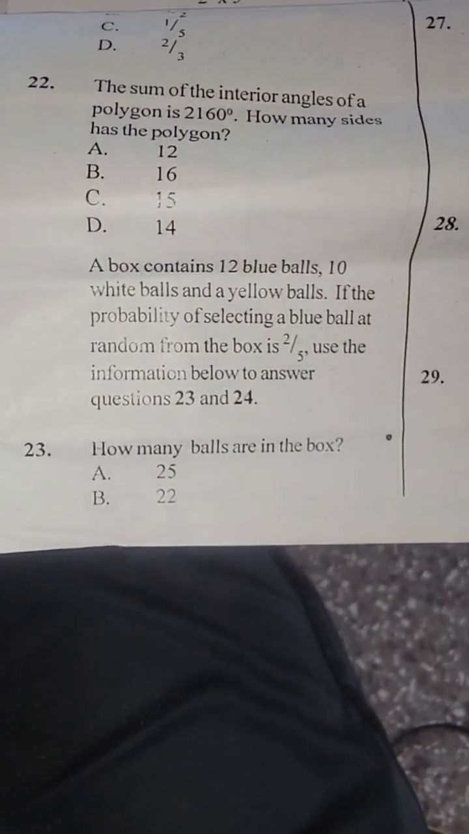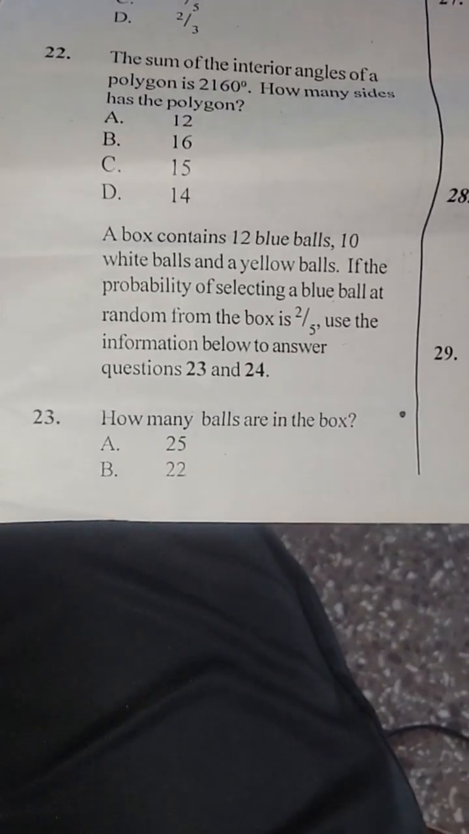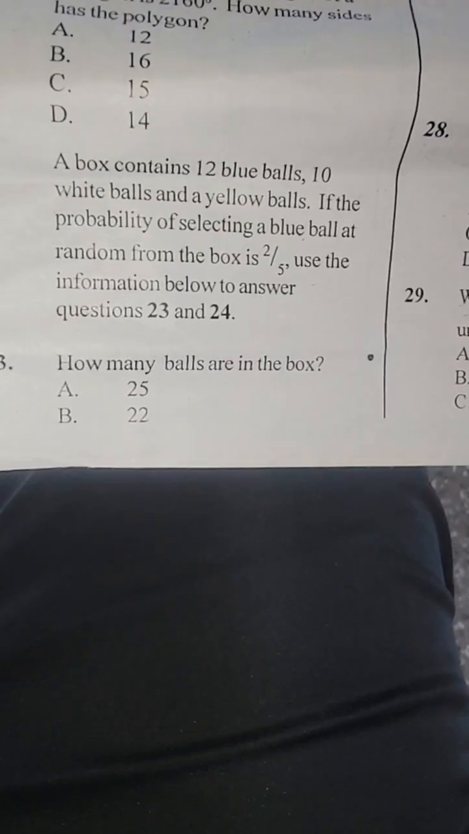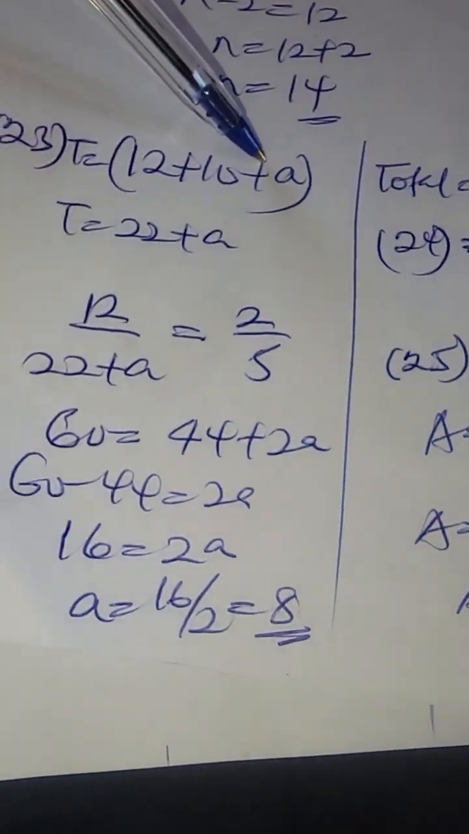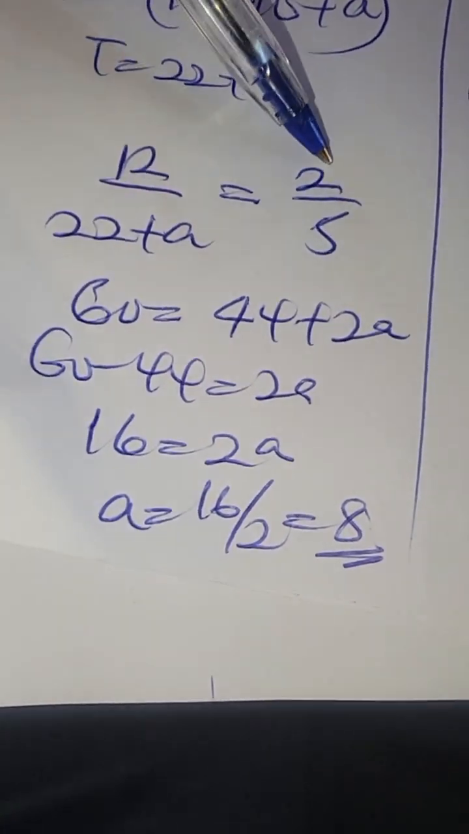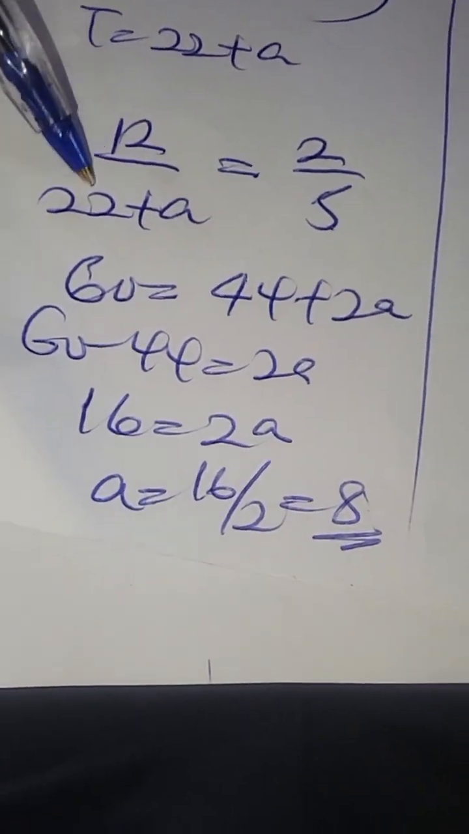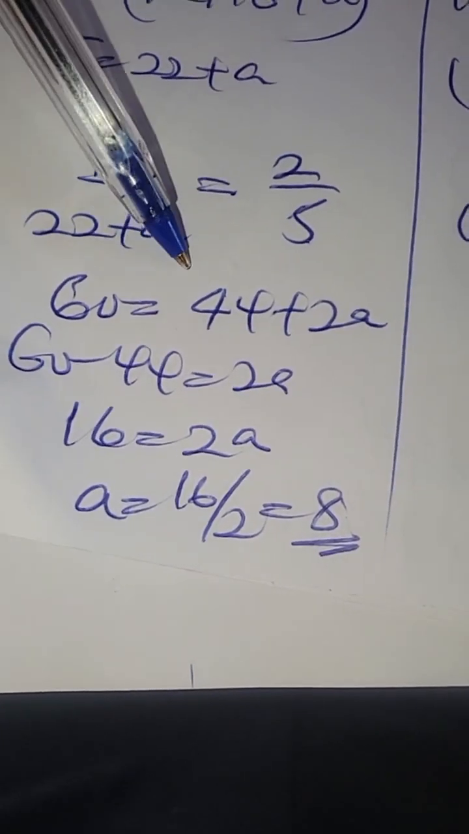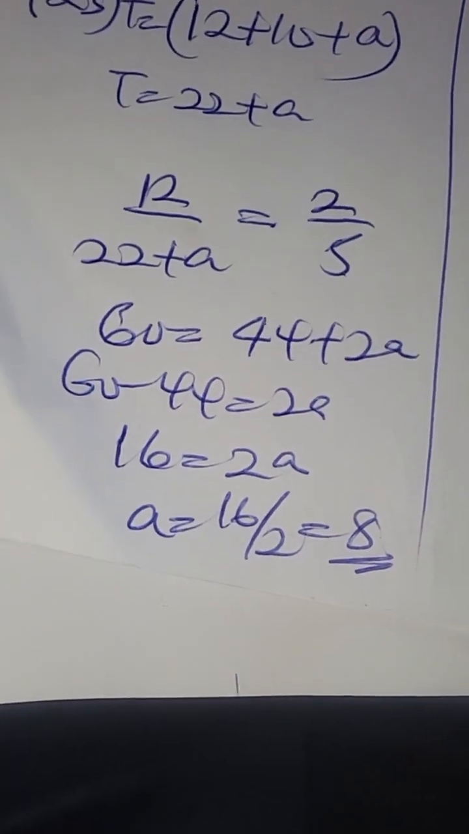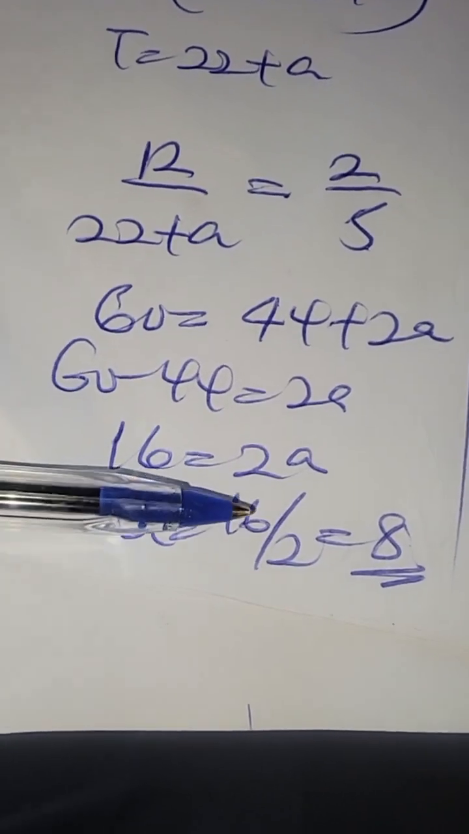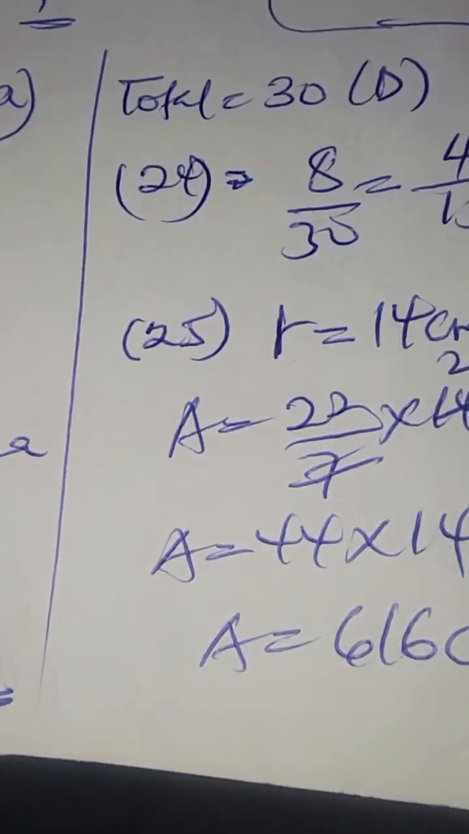The box contains 12 blue, 10 white, and 8 yellow balls. The probability of picking a blue ball is that. So the total balls are 12 plus 10 plus 8, 22 plus 8. If you take the blue balls, 12 over the total, is the probability of a blue ball. That's 2 out of 5. Let's multiply. 12 times 5 is 60. 2 times 22 is 44. 2 times 8 is 2. Group like terms. 60 minus 44 is 16 equals 2. Divide by 2, A is 8.